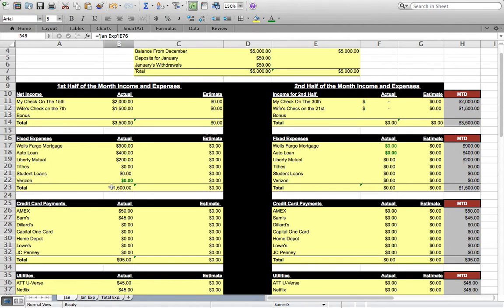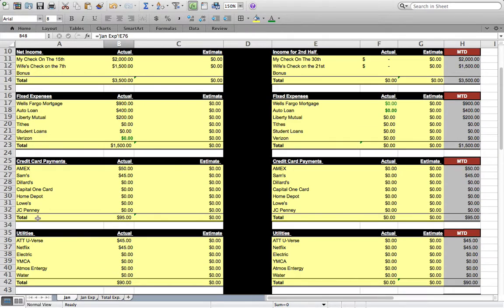And then down here you have your fixed expenses. I call my fixed expenses my mortgage, my auto insurance, my tithes, my student loans, Verizon. Down here are credit cards. These are some sample credit cards, and again, you can tailor this however you want, whatever your credit cards are. If you don't have any credit cards, fine, but most of us living in this society do have debt or credit that we borrow against. And of course, some of us have the 0% interest. Some of us use Home Depot for the products for home projects.